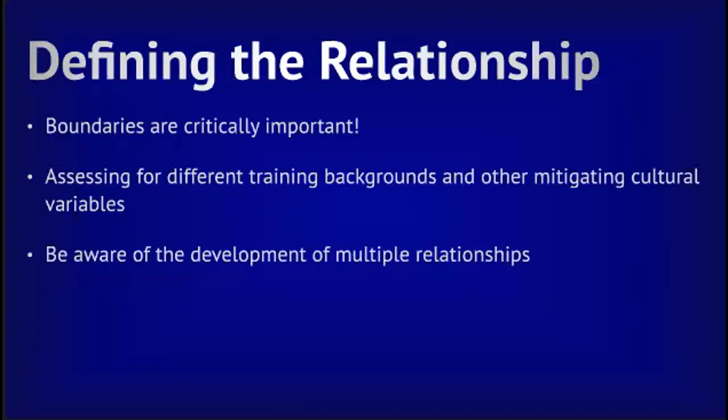Another thing that's important to think about early in the onset of your supervisory relationship, when you're going through that supervisory contract and that rapport building process, is really defining what that relationship is going to look like. So not just what things they're going to be trained on or what things they can expect from you, but really about how you're going to act in that role. And boundaries are critically important here because you may find yourself in a lot of multiple relationships if you don't have them.